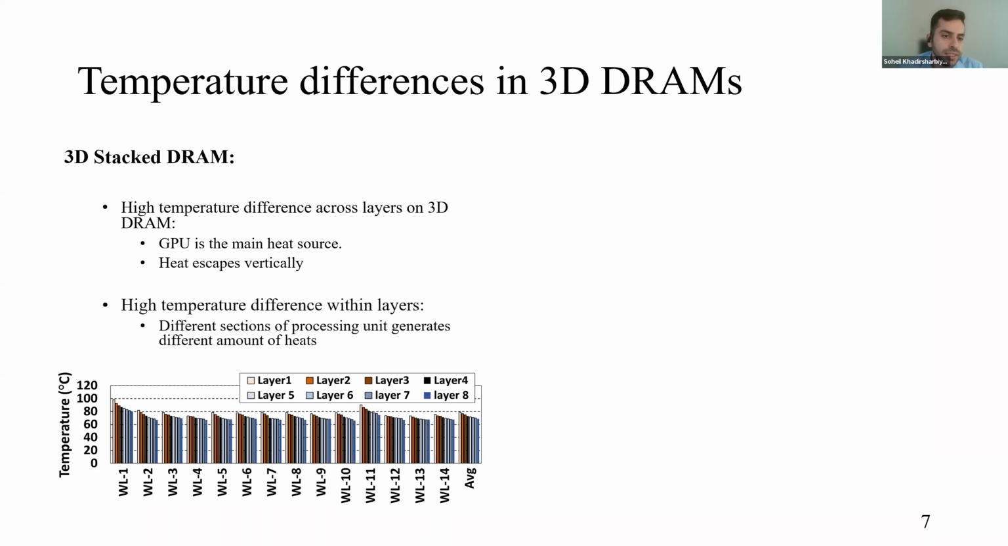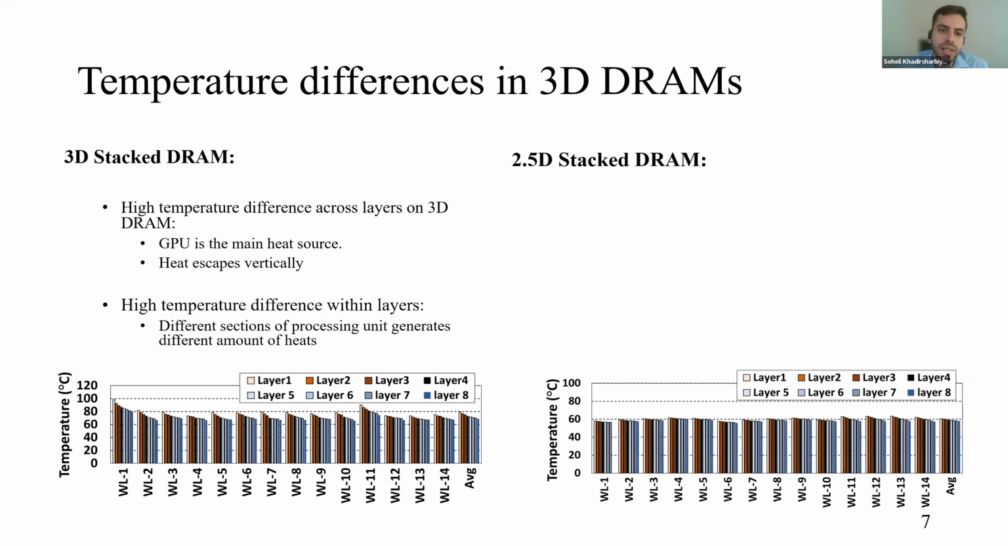For within layers, the reason behind it is that different sections of the processing unit actually generate different amounts of heat. For example, DRAMs and cores, each one of them generates a different amount of heat, and based on that, different DRAM sections are facing different amounts of temperature.